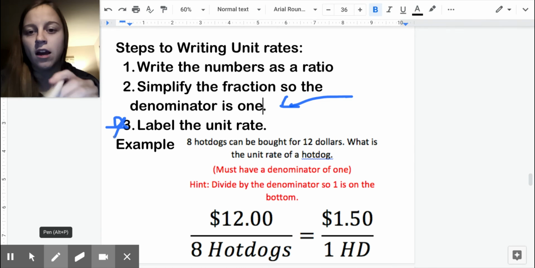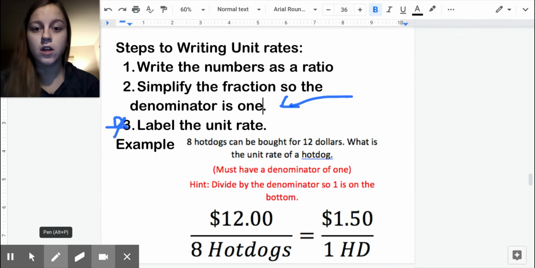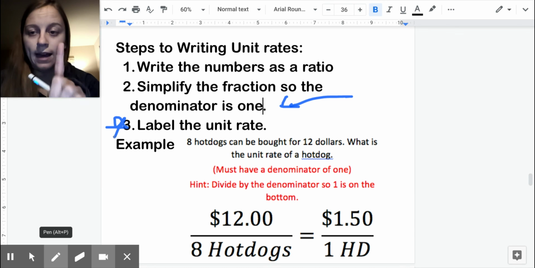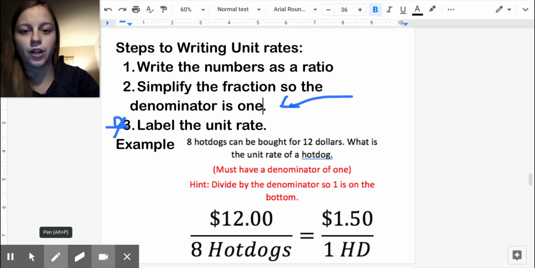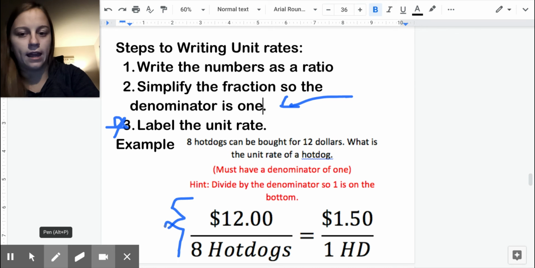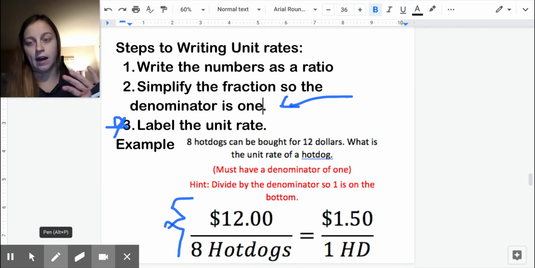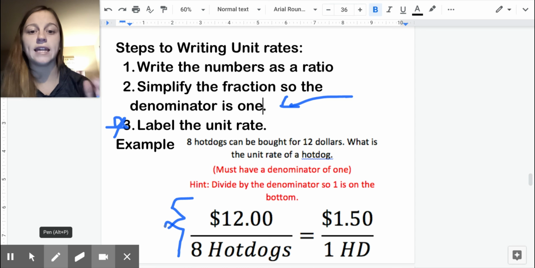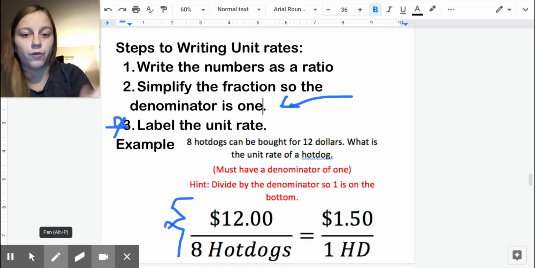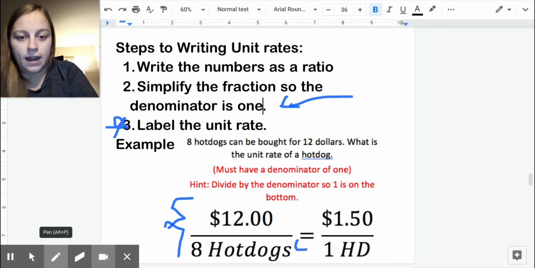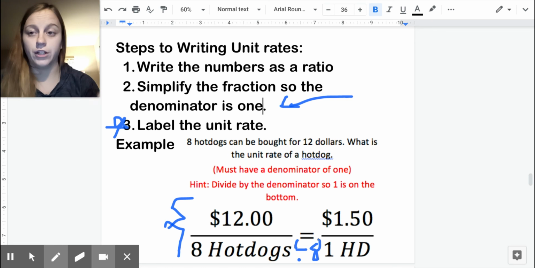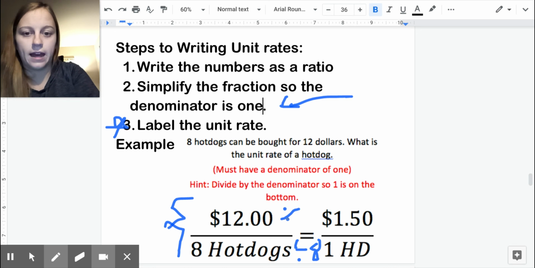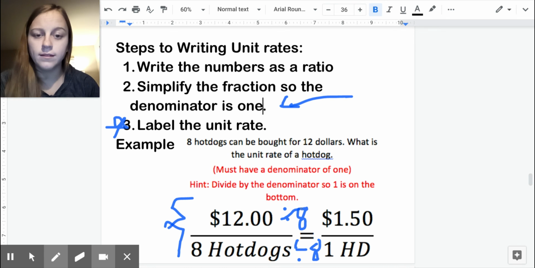So when I look at this example, 8 hot dogs can be bought for $12. What is the unit rate of a hot dog? That's simply asking, how much is it for 1 hot dog? So the first thing I did here is I took my 8 hot dogs for $12 and I wrote it into a rate. So $12 for 8 hot dogs. Now we have to get our denominator to 1. That's what we're looking for here. So to get 8 down to a 1, I divide it by itself. Divide by 8. Well, whatever you do to the bottom, you have to do to the top. So I'm going to divide that numerator by 8 as well, giving me $1.50 per hot dog.